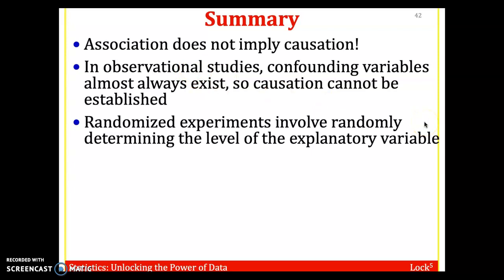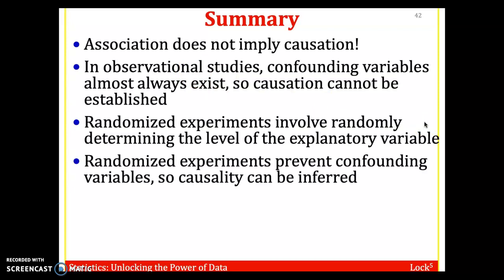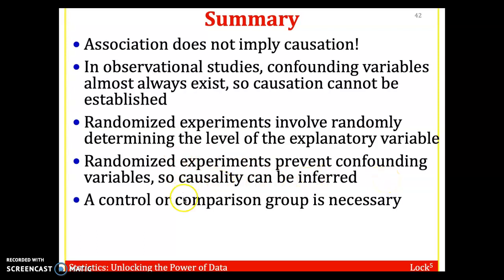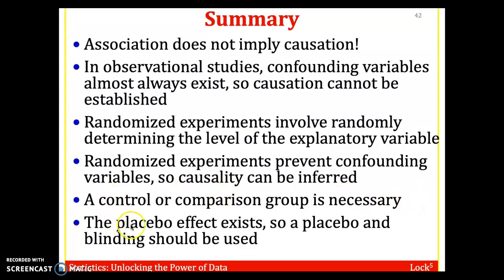Randomized experiments involve randomly determining the level of the explanatory variable. And randomized experiments prevent confounding variables. I would say they can. They don't always do it completely, but they try to prevent these confounding variables. So we can talk about causality. The control or comparison group is almost always necessary. And the placebo effect exists, so placebo and blinding, and possibly double blinding, should be used.